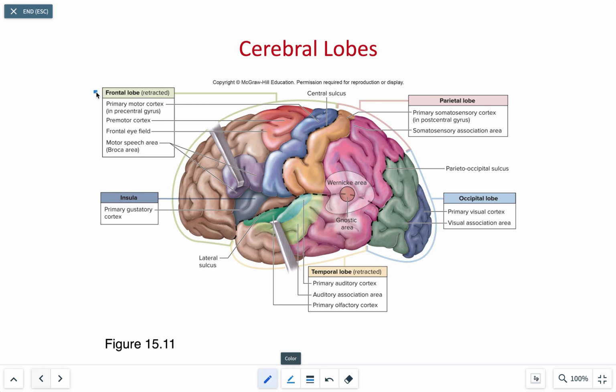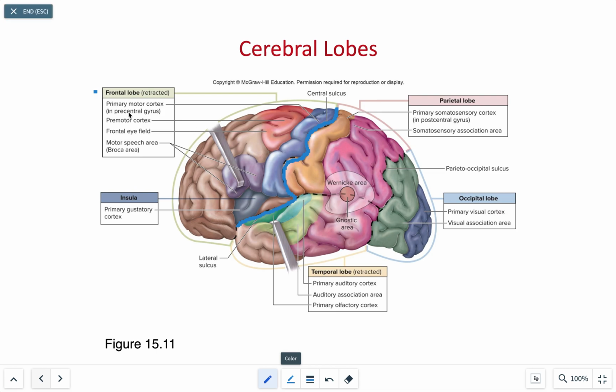So the first one is going to be the frontal lobe. This is going to form the anterior part of the cerebral hemisphere, and it ends posterior to the central sulcus, so the deeper groove in the brain. And then the inferior portion is going to end at the lateral sulcus. So where these two lines come together, we would classify this anterior region as the frontal lobe.